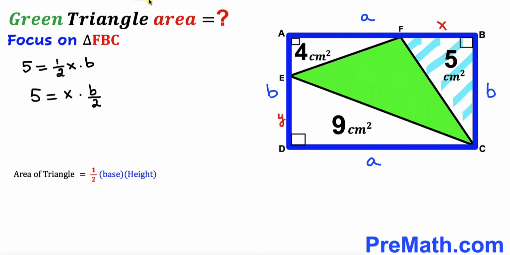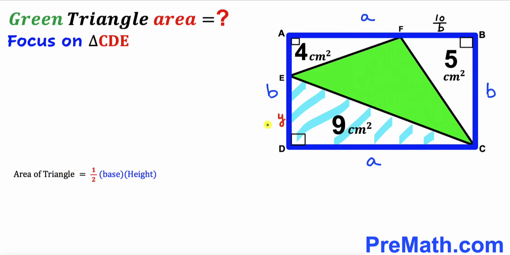Now I'm going to multiply by the reciprocal, 2 divided by b, on this side and 2 divided by b on the left hand side as well. Here we can see this is gone. So our x value simply turns out to be 10 divided by lowercase b. So this x value is going to be 10 divided by lowercase b.